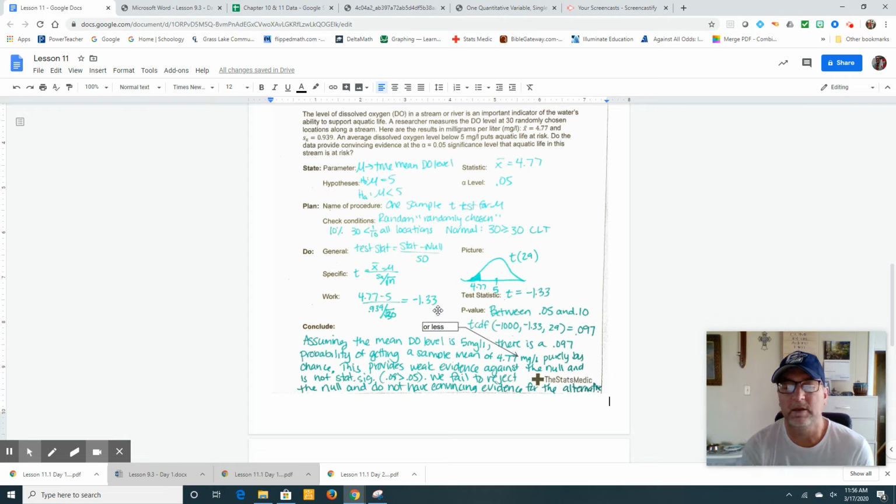So when they tell us here that it is actually 0.097, assuming the mean DO level is 5 milligrams per liter, there's a 0.097 probability of getting a sample mean of 4.77 purely by chance. All right, so since that's greater than 0.05, it's not statistically significant, and so we will fail to reject the null, and we do not have convincing evidence against the null or for the alternative.